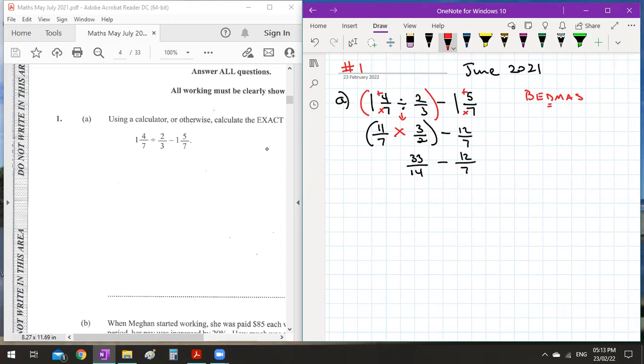Now, we're subtracting, so we find the LCM. The LCM in this case is 14. So 14 divided by 14 is 1. So 1 times 33 will give us 33. Take away sign comes down. 14 divided by 7 is 2. So 2 times 12 is 24. And 33 take away 24 is 9/14. This cannot simplify, so that's the answer.